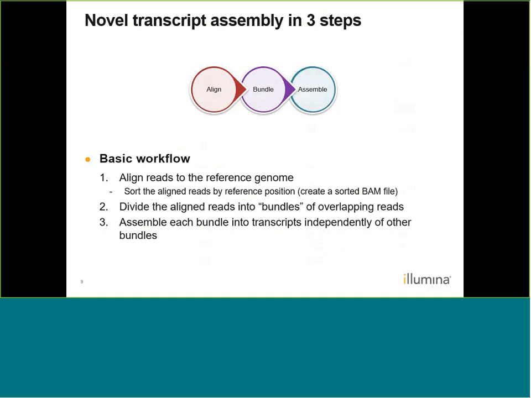So novel transcript assembly is a pretty complex process, but I'm going to break it down into 3 basic steps. So essentially, what's happening in the software is that we first take all of our reads and align them to a reference genome. Then after that, we're going to sort the reads by position that they've aligned to in the genome. After, we're going to take the sorted reads and create bundles of overlapping regions of aligned reads. And then, without relying on existing annotation information, we're going to try to assemble them into transcripts to try to identify novel transcripts in our data.